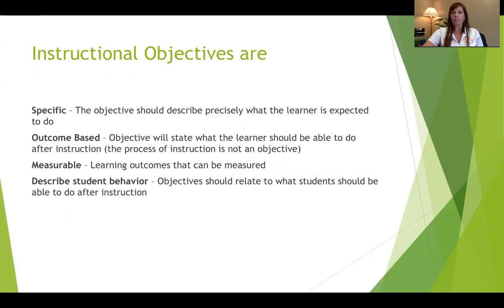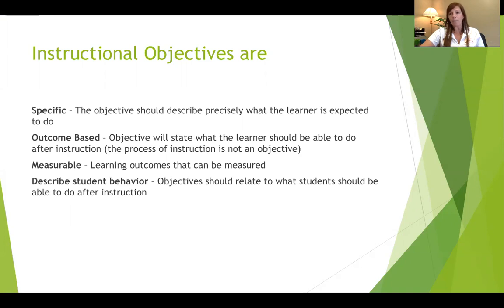They should describe precisely what the learner is expected to do. Two, objectives should be outcome-based, meaning that it should state what learners should be able to do after instruction. A lot of people tend to get it confused that objectives are what learners will be doing during instruction, but it's actually the post-instruction element.